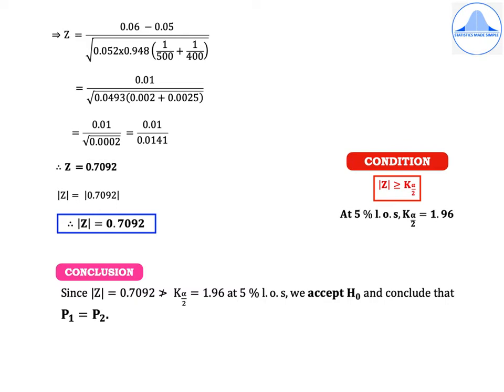Let us now compare mod Z with K alpha by 2 and write the conclusion. So the conclusion is, since mod Z is 0.7092, which is not greater than K alpha by 2 equal to 1.96, at 5% level of significance, we accept H0 and conclude that capital P1 is equal to capital P2.